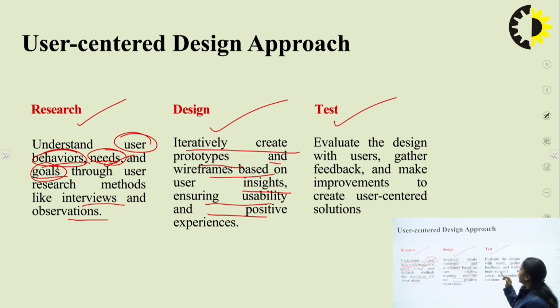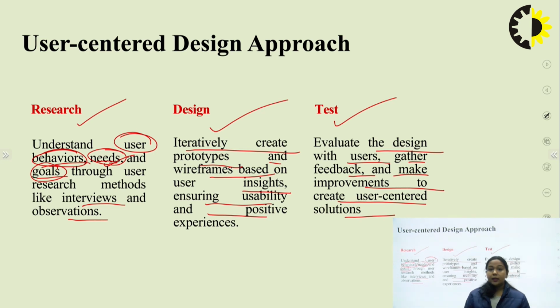Third one is the test. Evaluate the design with the user, gather feedback, and make improvements to create the user-centered solution. When we are creating the user-centric approach, the third part is the testing phase. We evaluate the design on all the parameters of the user. The user will experience it and give feedback: what is the user behavior over the different services you are providing, what are the user experiences or accessibility parameters, what are the problems they are facing. On the basis of that, the testing will be performed, and on the basis of the testing, improvement will be done on that approach, which is a completely user-centric approach.